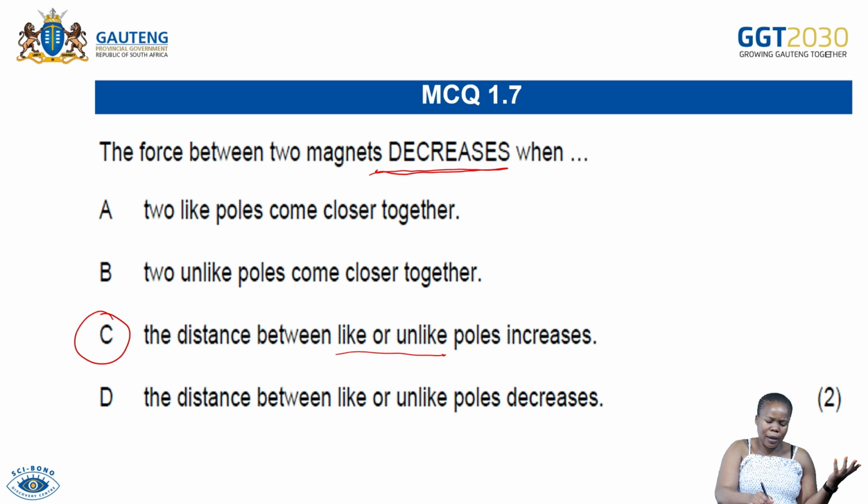And yes, we are including like or unlike because it could be a force of attraction or repulsion. They did not specify what type of force, because it can be either repulsion or attraction. But the bottom line is that the distance increases between the two magnets. All right.